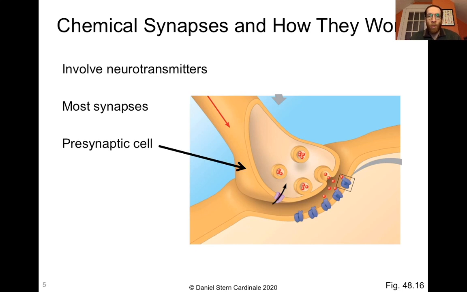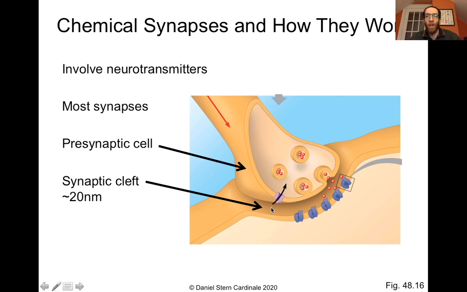There are three major structural parts to a synapse. You have the presynaptic cell right here. So this is the axon terminal of the cell that is sending the signal. You have a gap between the two cells that's called a synaptic cleft. And as I've mentioned previously, the gap in a synapse is extremely small. Think back to when we talked about the different types of intercellular communication. So this is going to be a gap of about 20 nanometers, which is extremely tiny.